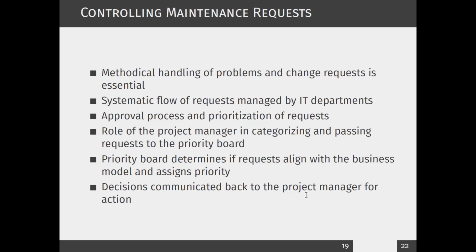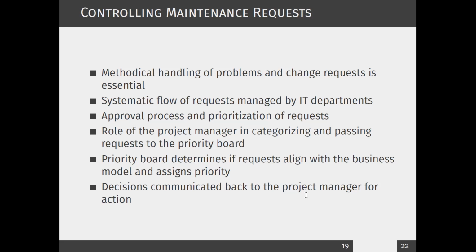Usually the systematic flow of requests is managed by IT departments, and there will be an approval process and prioritization of requests, because you might not be able to address everything you get. The approval process and prioritization of requests can come from various sources. Different people work on the process, mainly the project managers. They can categorize requests and pass them on for priority.